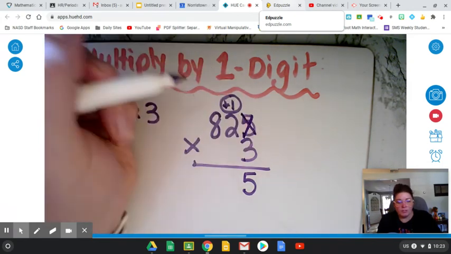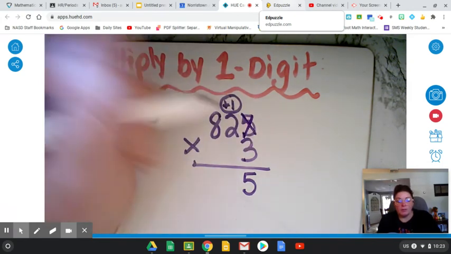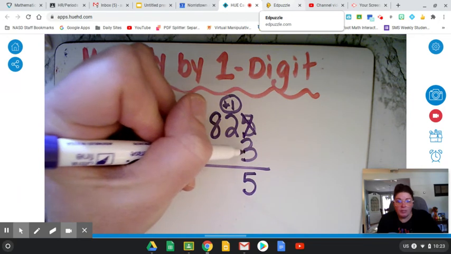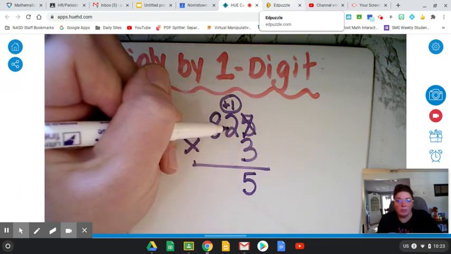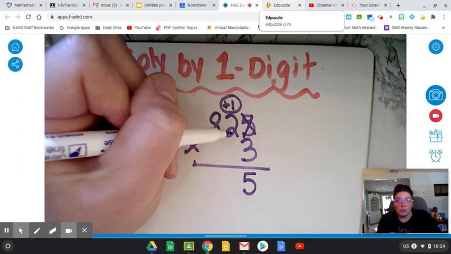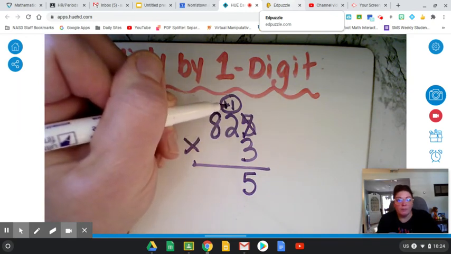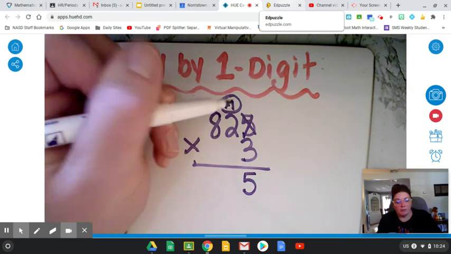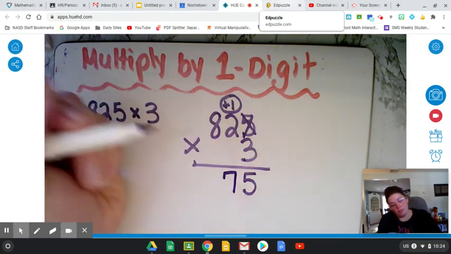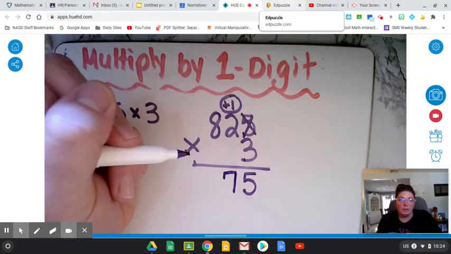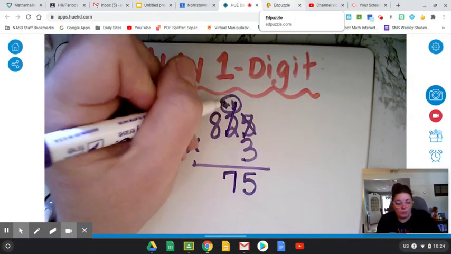Now 5 is all done. Next, 3 has to multiply with the tens place, 2. 3 times 2 equals 6. Plus 1 more, don't forget that. Plus 1 more gives me 7. So I write my 7 down in my tens place. Now I'm done with my 2.